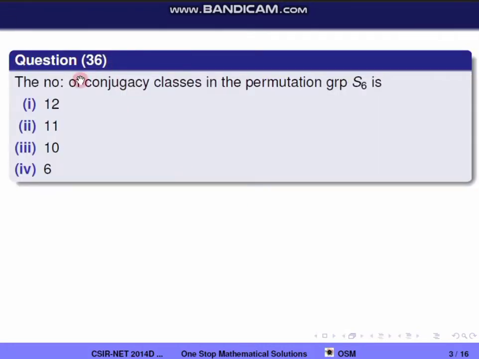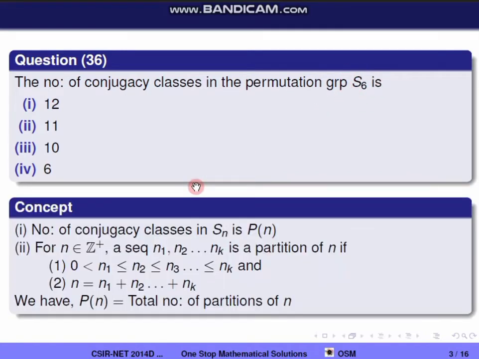Question 36. The number of conjugacy classes in the permutation group S6 is. So we have to find how many conjugacy classes are there for S6. So we'll look into the concepts used. The number of conjugacy classes of symmetric group Sn is found using the formula P(n), where P(n) is the total number of partitions of n. So we'll look at what a partition of n is.